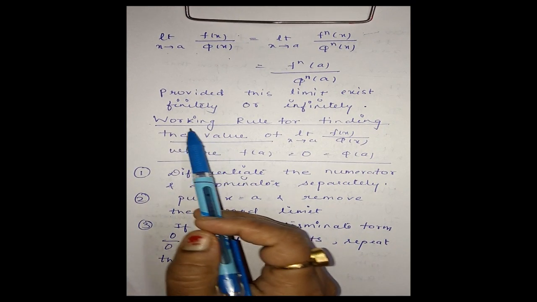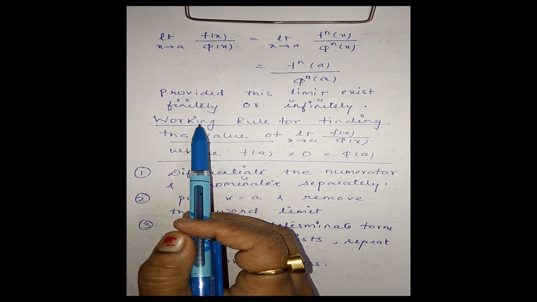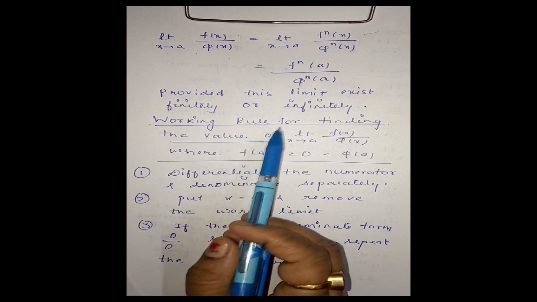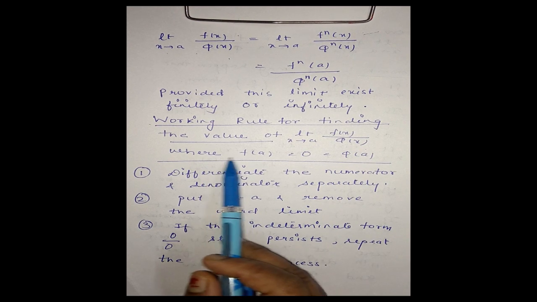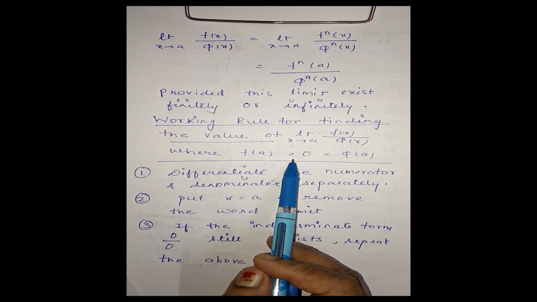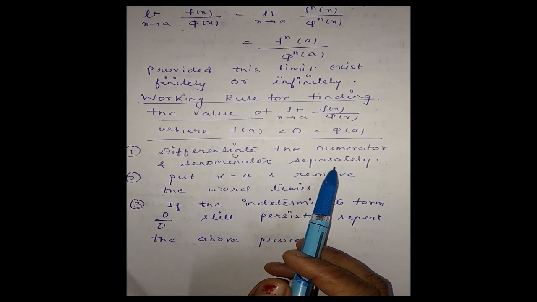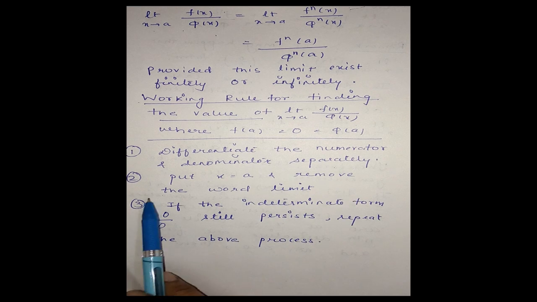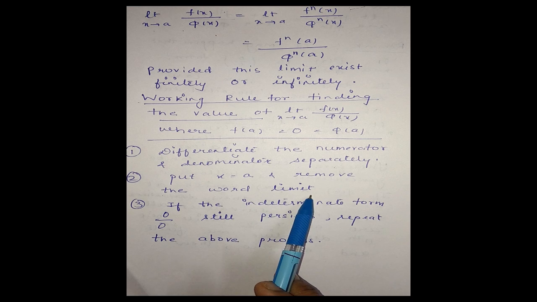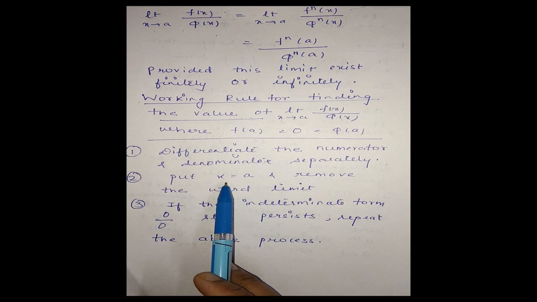Okay, now steps which we have to follow to find the limit of indeterminate forms. There is a working rule for finding the value of limit x tending to a, f of x by phi of x, where f of a is 0 and phi of a is also 0. Okay, first step is we have to first differentiate the numerator and denominator separately. Second is put x is equal to a and remove the word limit.